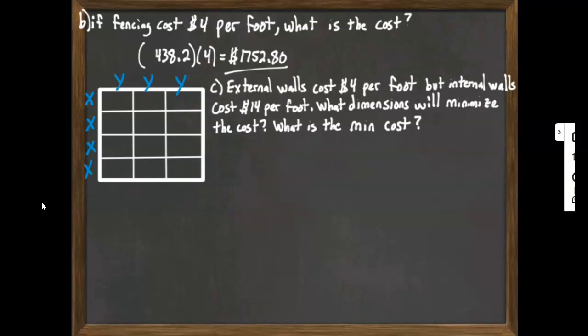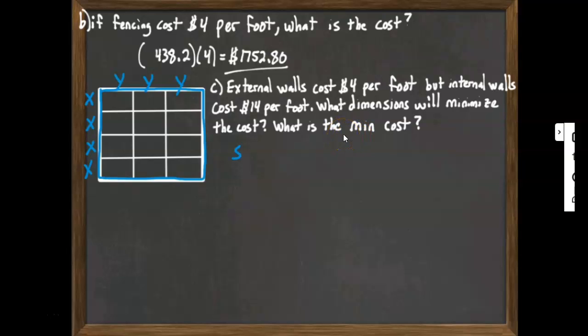So now we're not looking at minimizing materials. In the problem before, we minimized materials, everything cost the same amount. So we just took the minimum amount of materials times the cost, and we got our answer. But now the two pieces of our wall cost differently: $4 per foot for the external walls, the walls around the outside, and $14 per foot on the inside. So we need to come up with a relationship between costs.